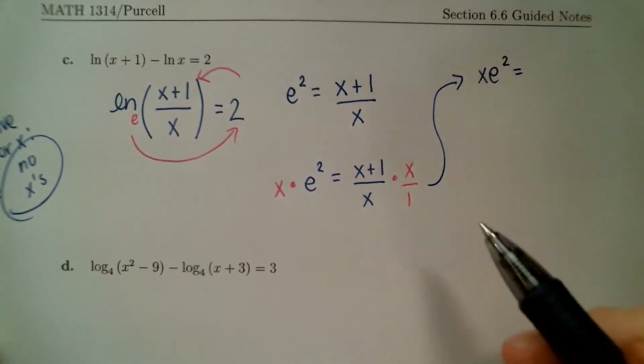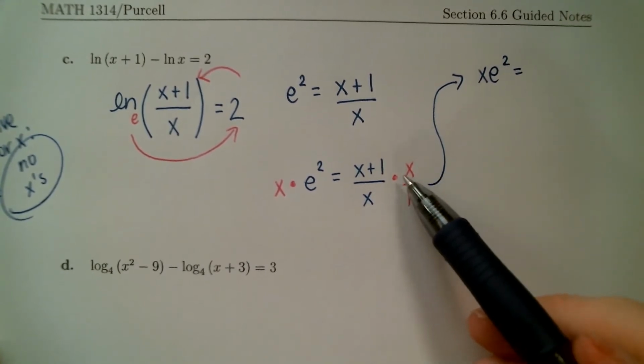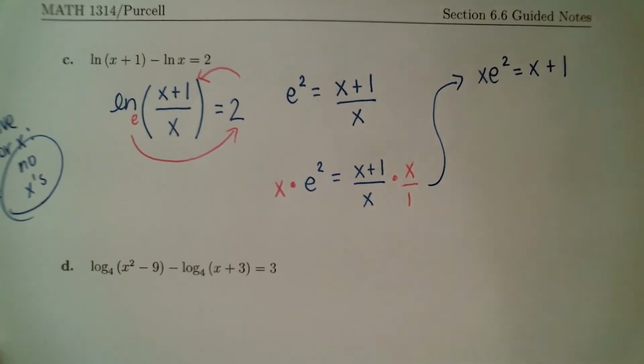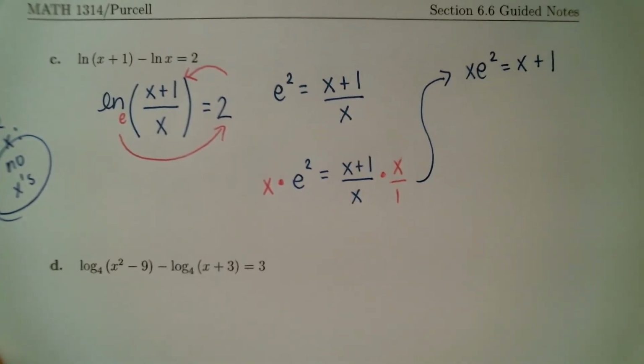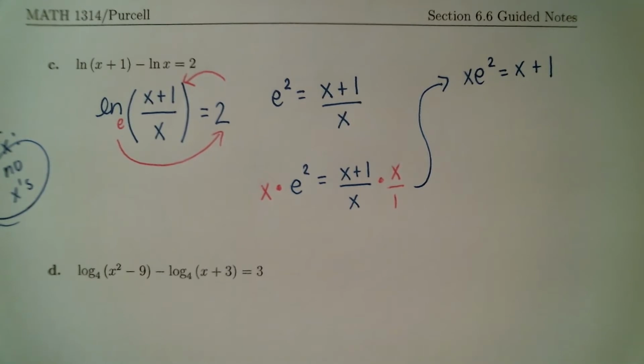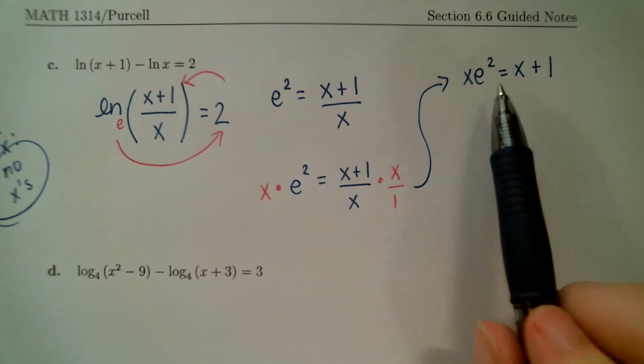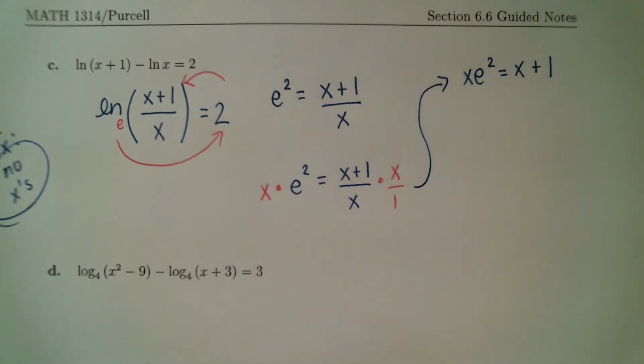Okay, on the right side, you have an x in the top and an x in the bottom. They're going to cancel and leave you with x plus 1. Okay, and this again also extended into section 6.2 when we were doing inverses. You now are left with an x on both sides of the equation. So what we're going to do is put everything with an x on one side of the equation, and then put everything that doesn't have an x on the other side of the equation.